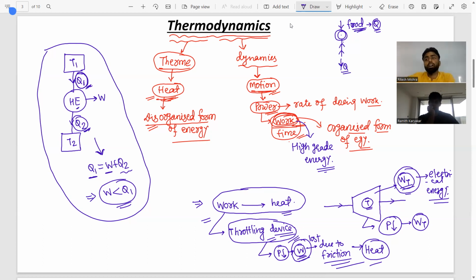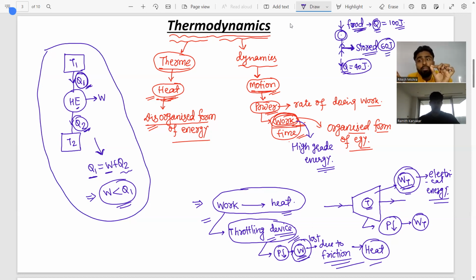Some heat will go waste from our body, but some heat is stored in our body. Let us take a value. If we take 100 joule of energy in our body, and the body rejects 40 joule of heat as waste, then our body will store 60 joule of energy.